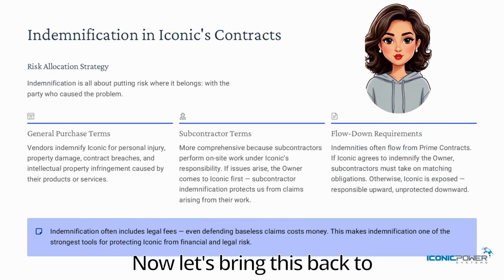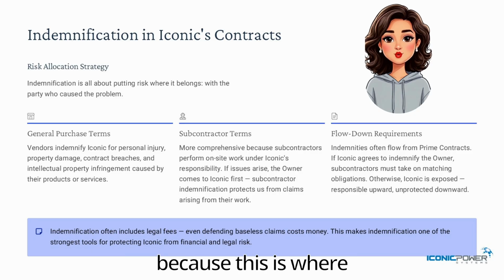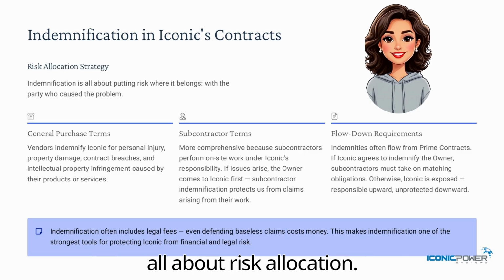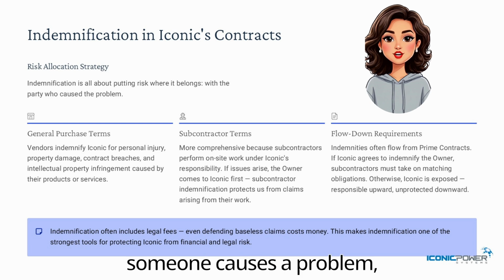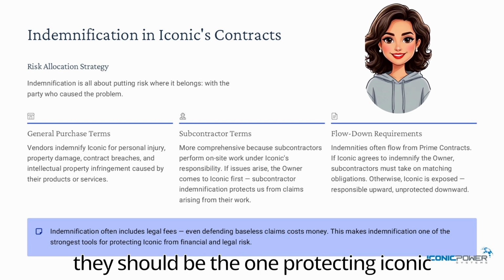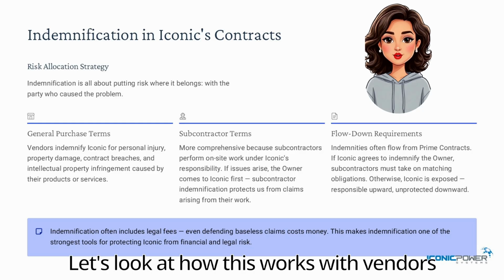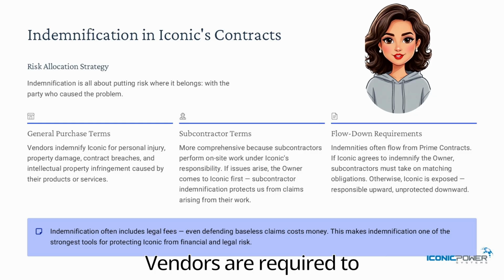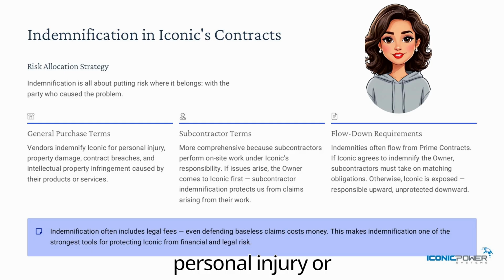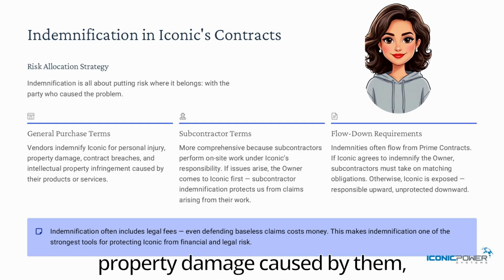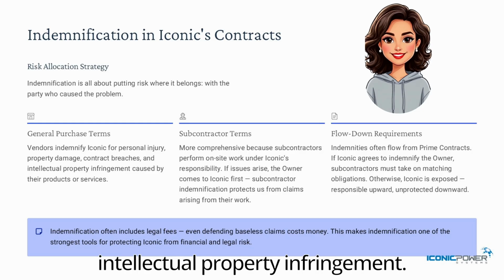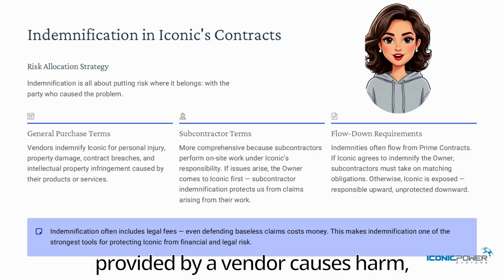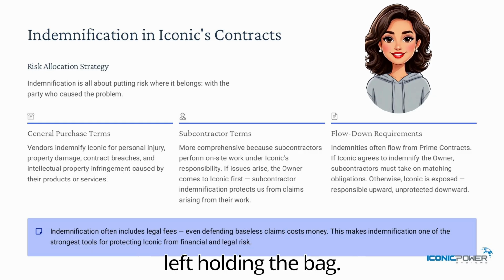Now let's bring this back to Iconic terms and conditions, because this is where indemnification really matters. In Iconic contracts, indemnification is all about risk allocation. In simple terms, if someone causes a problem, they should be the one protecting Iconic from the consequences. Let's look at how this works with vendors under general purchase terms. Vendors are required to indemnify Iconic for things like personal injury or property damage caused by them, breaches of the contract, and intellectual property infringement. So, if a product or service provided by a vendor causes harm, Iconic shouldn't be left holding the bag.